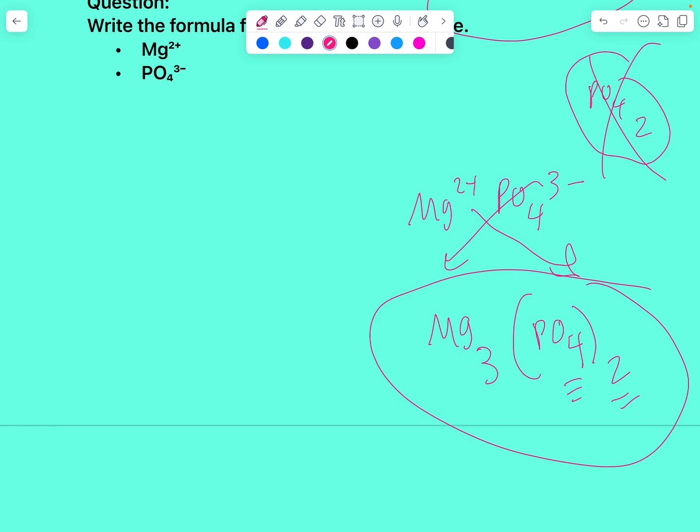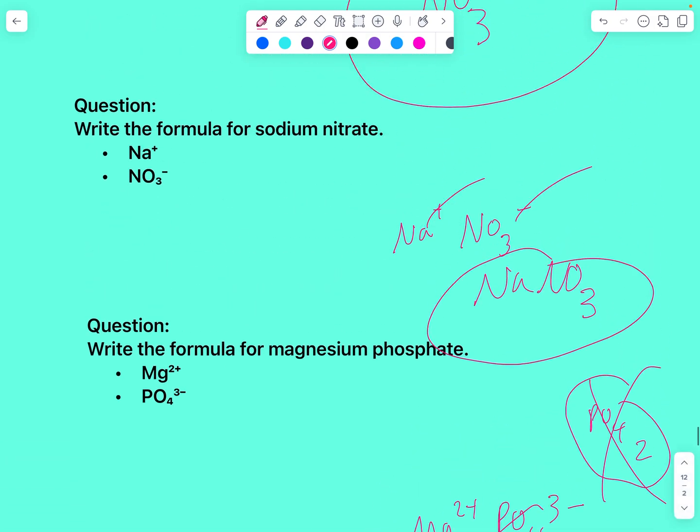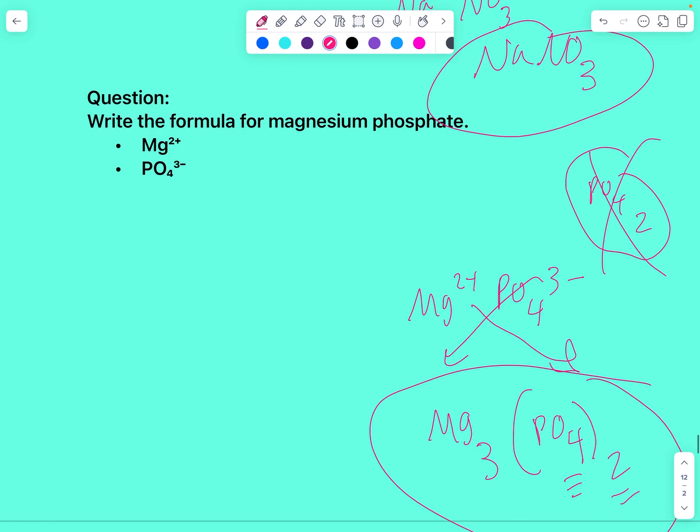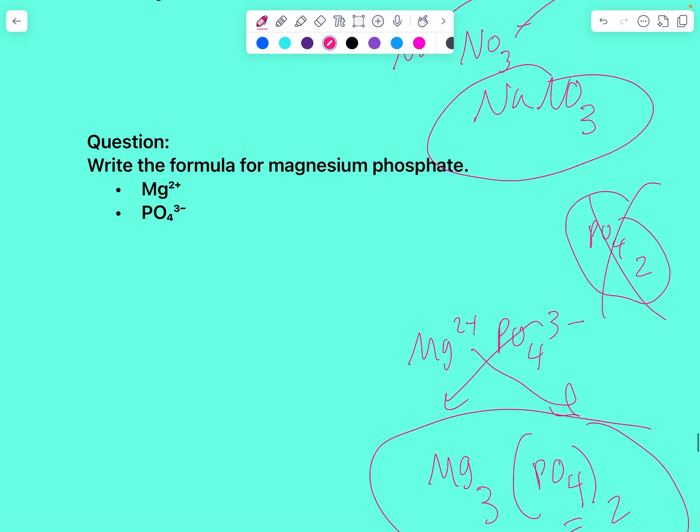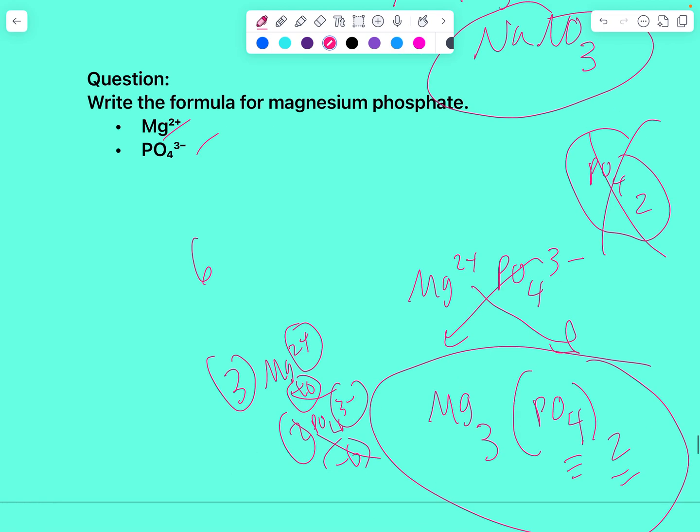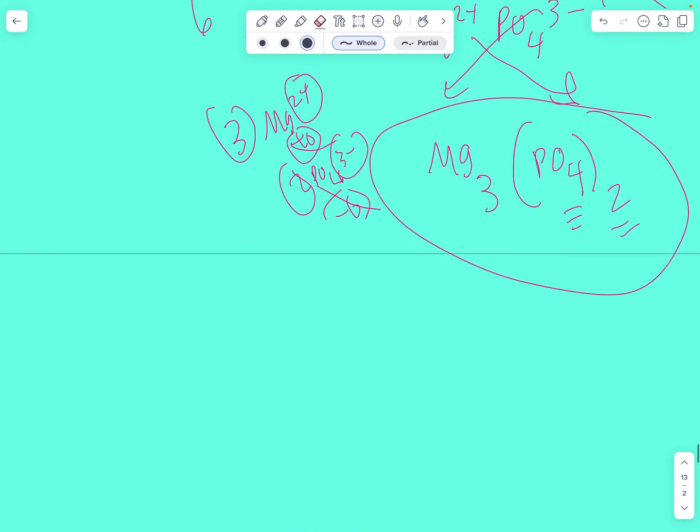And what I mean by that is, let's look back at this one, right? The least common multiple between the 2 and the 3 is 6. And then we have 3 Mg2 positive, 2 PO4 3 minus. You have 3 times the 2 is positive 6, and 2 times the 3 is negative 6. 6 and a negative 6 cancel out to 0. So make sure everything cancels out. But yeah, cross multiplication is a great way to do it.